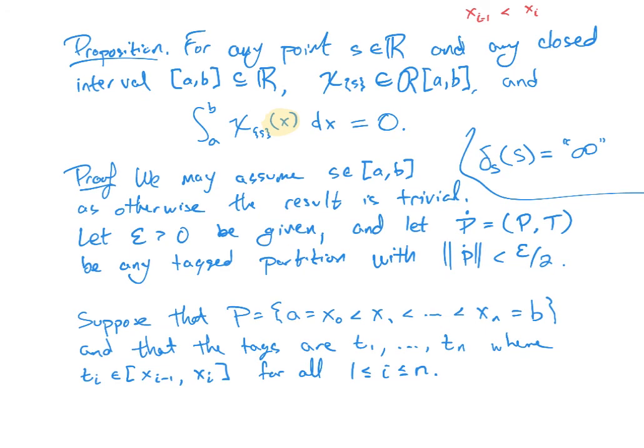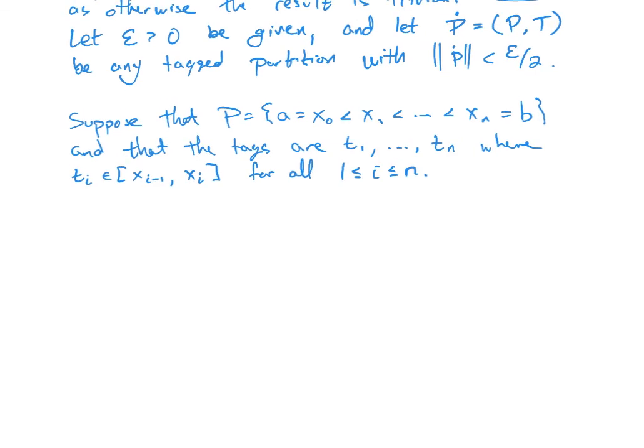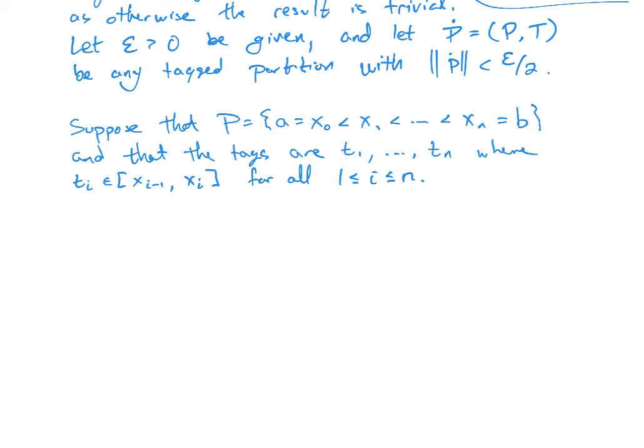Okay. I'm about to scroll up. Remember, we're trying to prove this integral is 0. This is the integral of the characteristic function of the singleton set that only contains the point S. So to prove that, we want to get within epsilon of 0, and our partition has norm less than epsilon over 2. I'm going to abbreviate this a little bit. I'm going to be posting lecture notes after this. You can look in there if you want a little more detail.